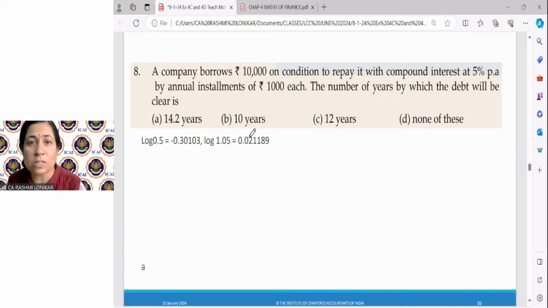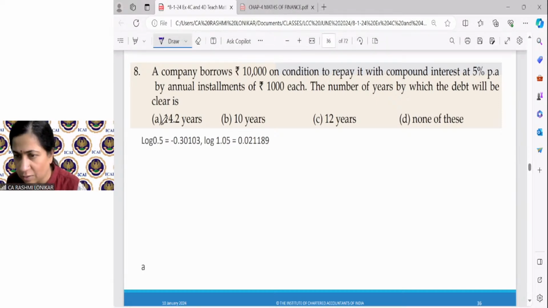Okay. Eighth question, exercise 4C. A company borrows 10,000 on condition to repay it with compound interest at 5% by annual installments of 1,000 each. The number of years by which the debt will be cleared is.